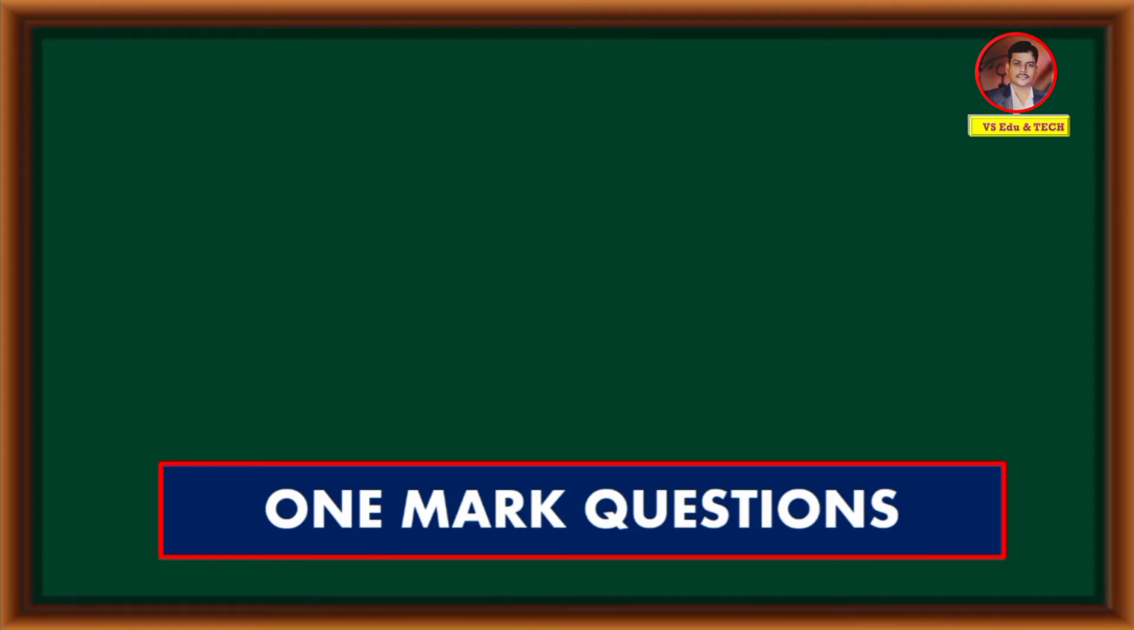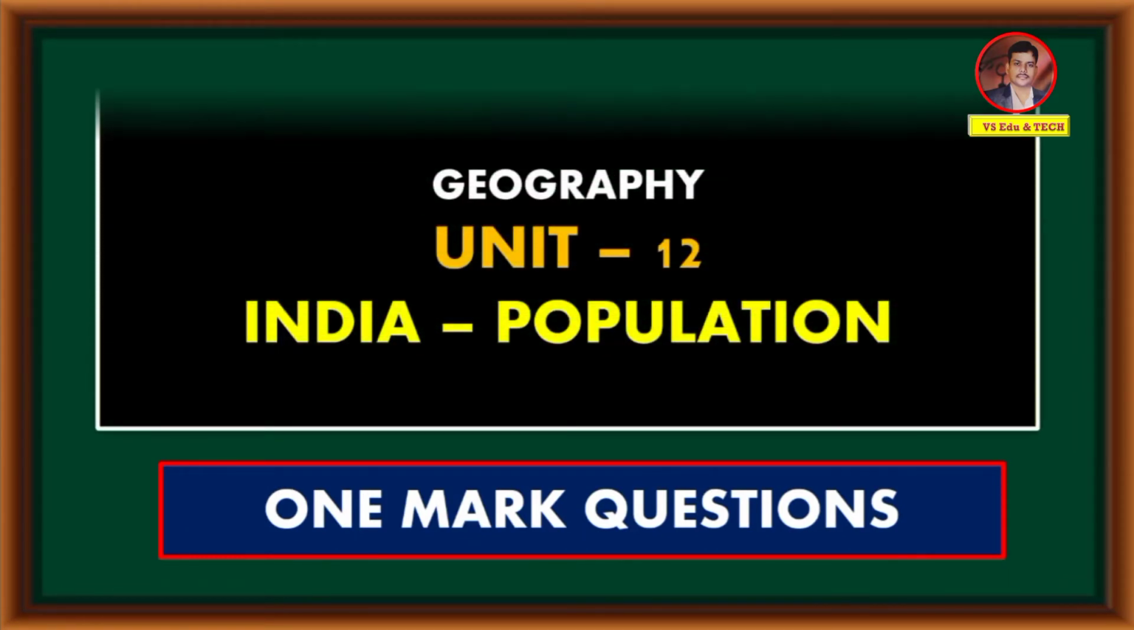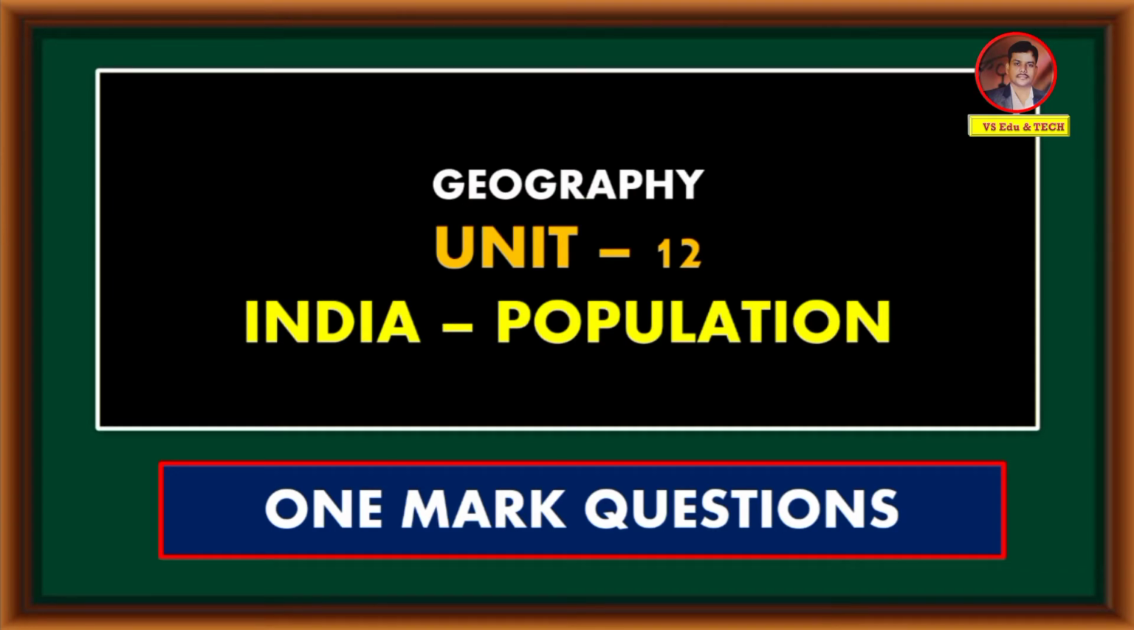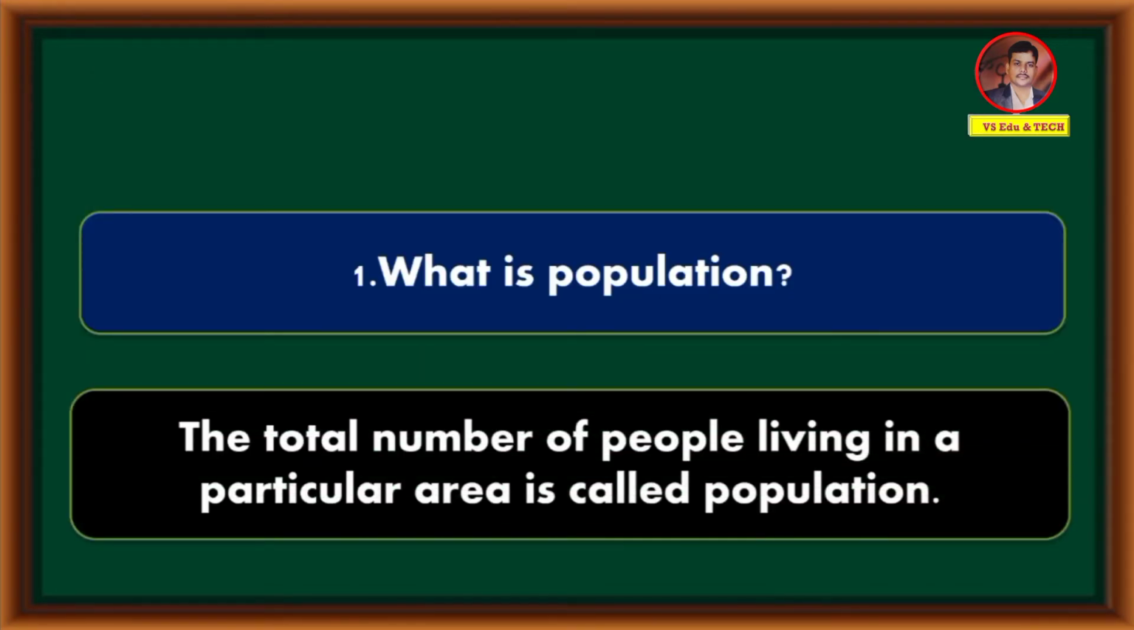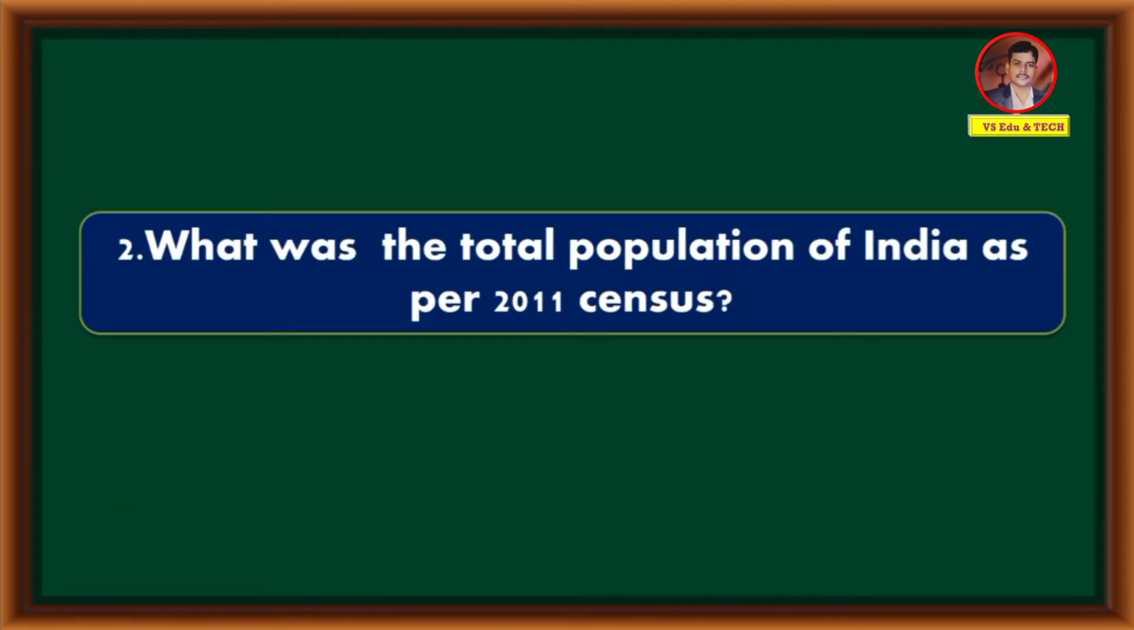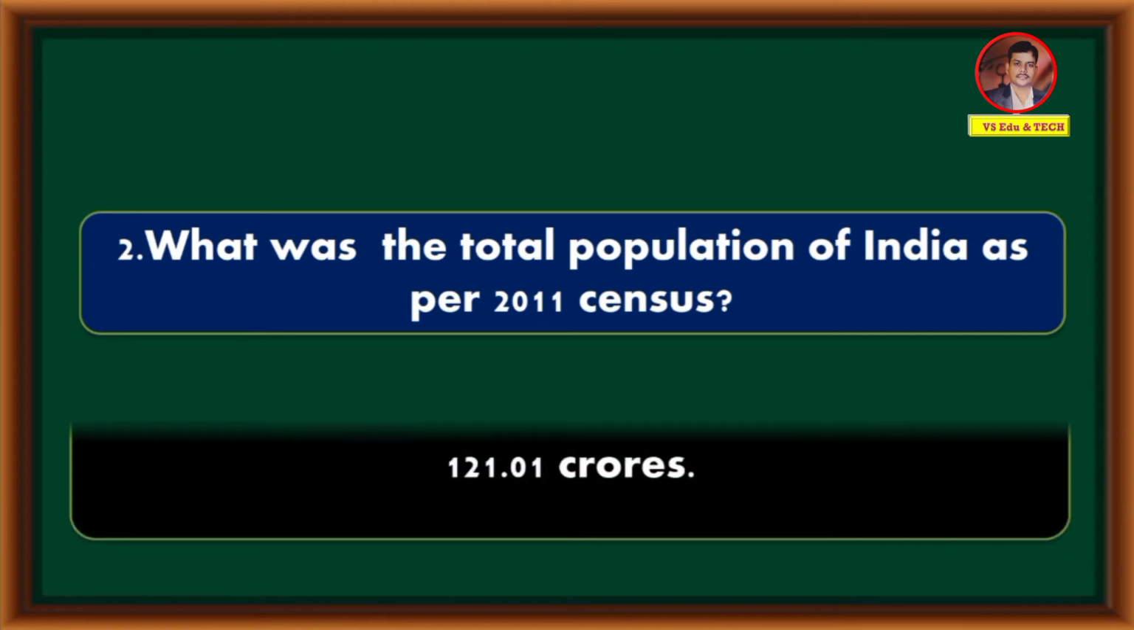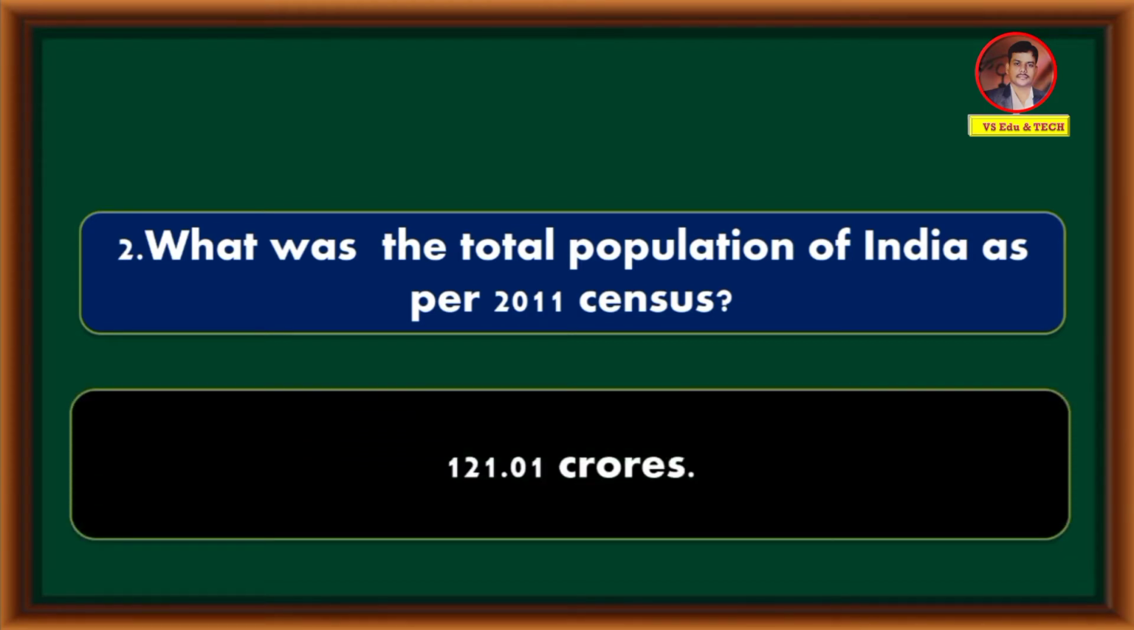10th Standard Social Science, 1 mark questions. Geography, Unit 12, India Population. What is population? The total number of people living in a particular area is called population. What was the total population of India as per 2011 census? 121.01 crores.